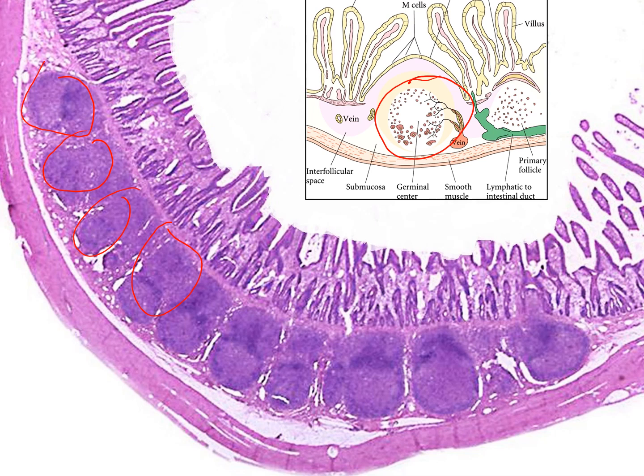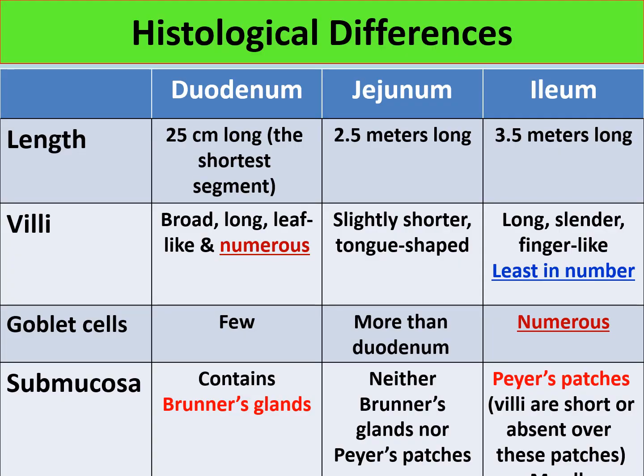Now we can make a comparison between three different parts of the small intestine. We have the duodenum, the jejunum, and the ileum. Regarding the duodenum, it is the shortest. It is about 25 centimeters, taking a C-shaped structure. What about the jejunum? It is about 2.5 meters long. The longest is the ileum, which is 3.5 meters long.